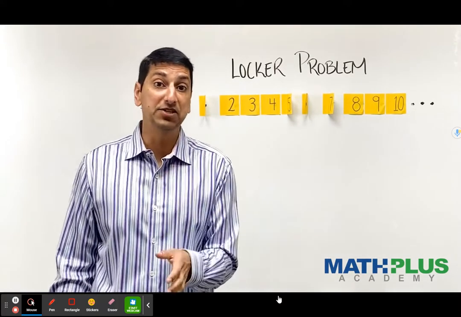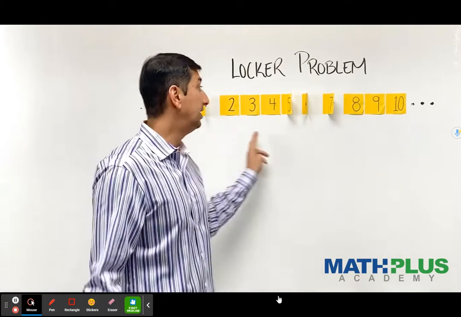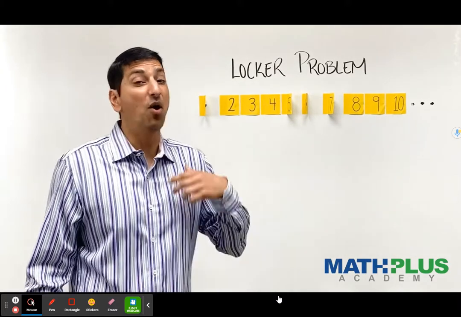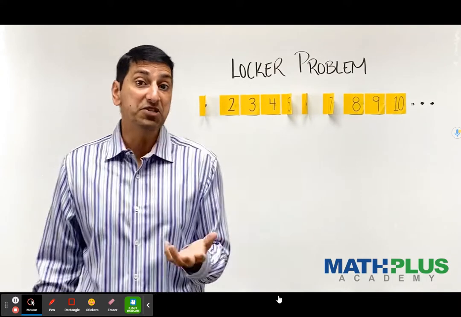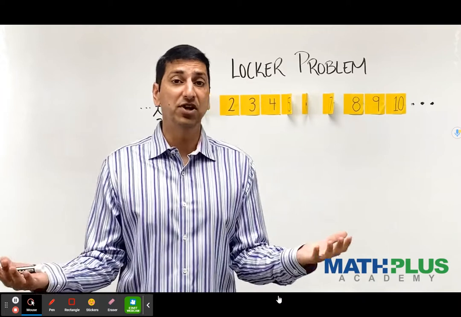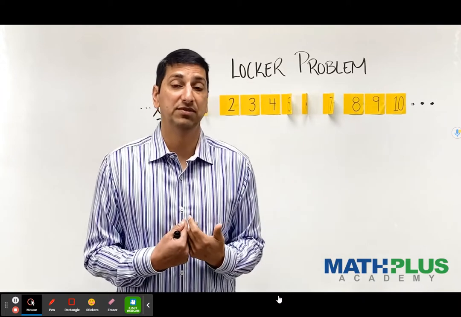Now this is going to continue. The fourth person is going to come by and touch every fourth locker. The fifth person, every fifth locker, and so on, all the way to 100. And the question is, when this process is complete, which lockers are open and which ones are closed?